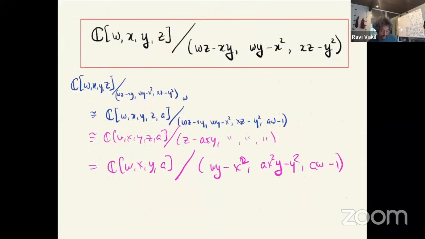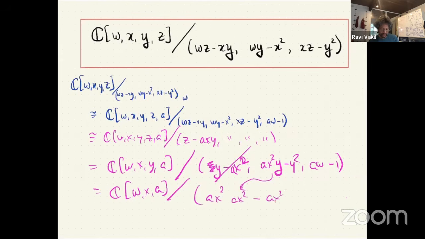Oh, I might as well divide by this W and make it Y as AX squared. And now Y is just determined by the others. So in my algebra, I could just forget the Y completely and just replace it by AX squared everywhere. So that's gone. And this turns into AX squared minus AX squared squared, comma, AW minus 1. Oh, that's zero. So that's gone.